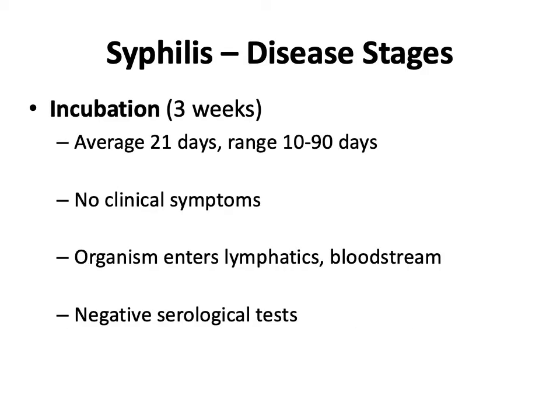Treponema pallidum enters the human host through abrasions in the skin or by penetrating mucous membranes. Once inside the host, it multiplies rapidly, then enters the lymphatics or bloodstream from which it starts to disseminate to various organs. Invasion of the central nervous system can occur during any stage of syphilis. At this point, there are no clinical symptoms and all serological tests are negative. The average time between acquisition of syphilis and the start of the first symptom is 21 days, but can range from 10 to 90 days.